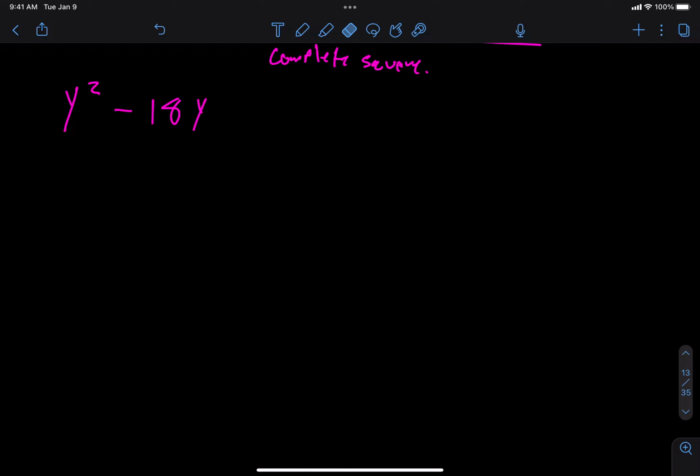So how am I going to complete the square here? What am I supposed to do every time I complete the square? I take that middle number, divide it by 2, and square it. What is the middle number in this case? Is it 18? It's negative 18, right? It's negative 18. So let's take that number, and what do I do? I divide it by 2, and I square it. And I'm going to add and subtract that number.